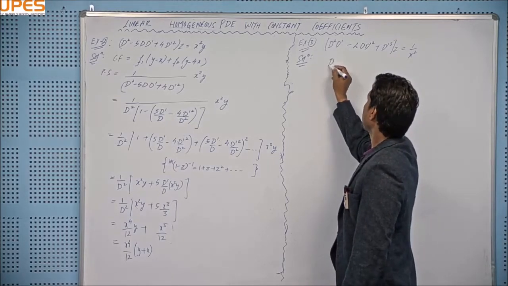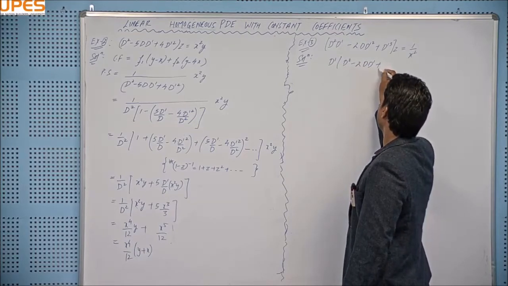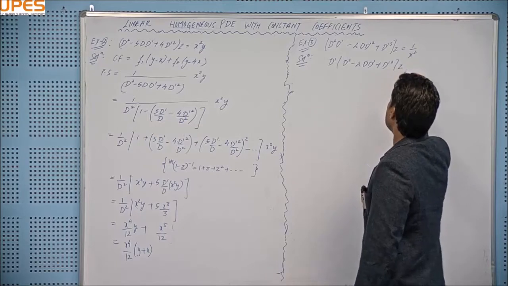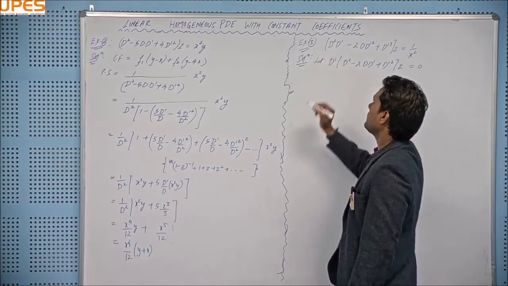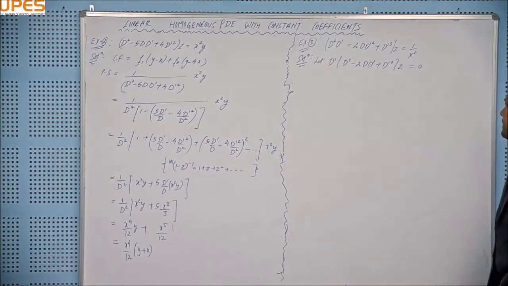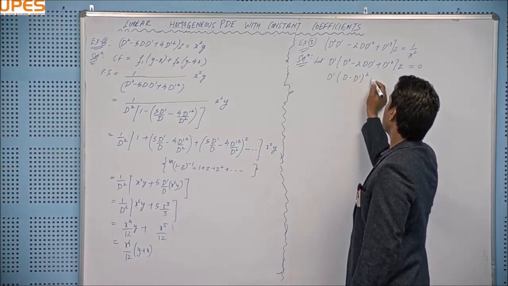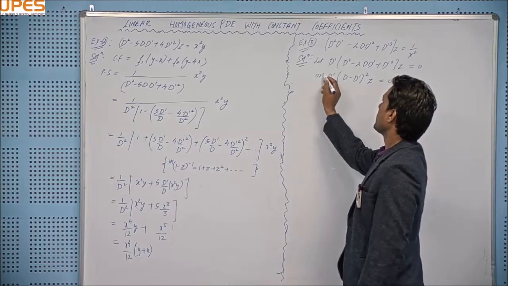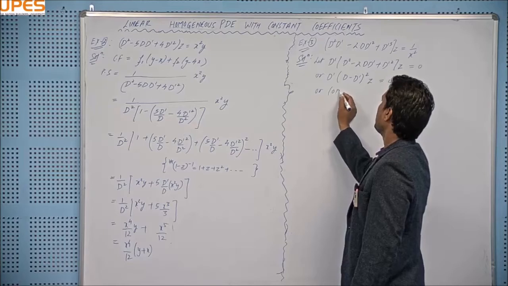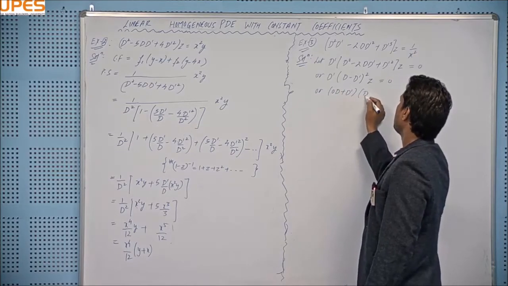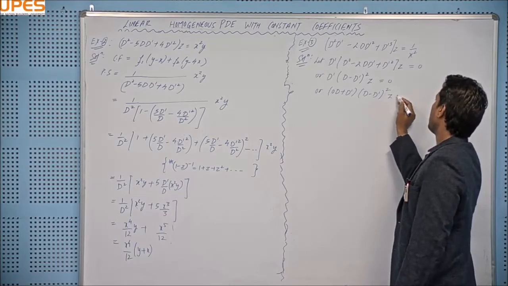So taking D dash common, that's clear. I will have D square minus 2D D dash plus D dash square, and then operated on z equal to 0. Let me take it 0. You cannot write auxiliary equation. Then it will be D dash, and it will become D minus D dash whole square operated on z equal to 0, right, that's fine. And you can write it as 0D plus 1D dash, D minus D dash, this whole square, or you can write it twice, equal to 0.